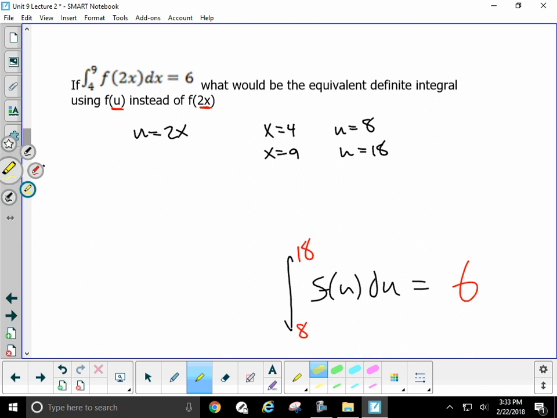When you did your quiz, did you just stop here? Did you say u equals 2x? Great. Okay, next question. What did you do? Yeah, you took the derivative. You substituted it in. Go ahead and do that process for this as well.